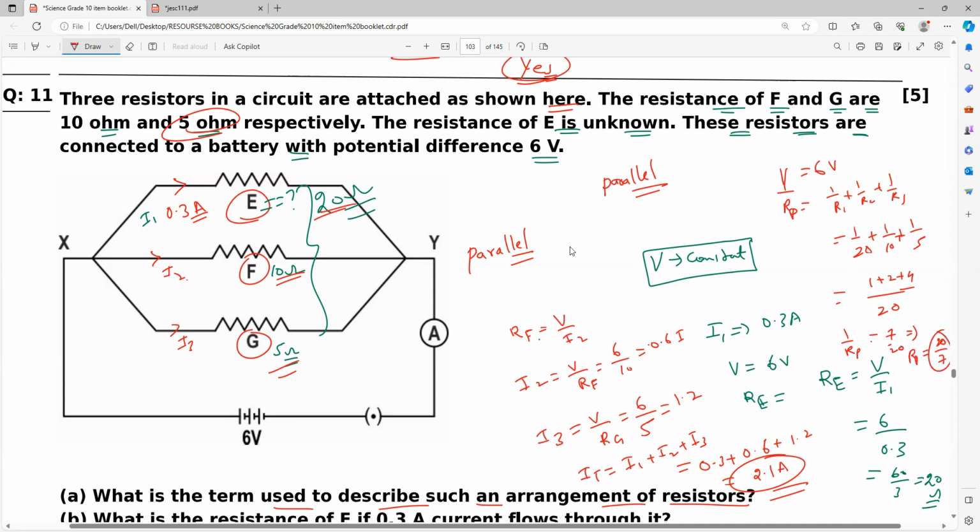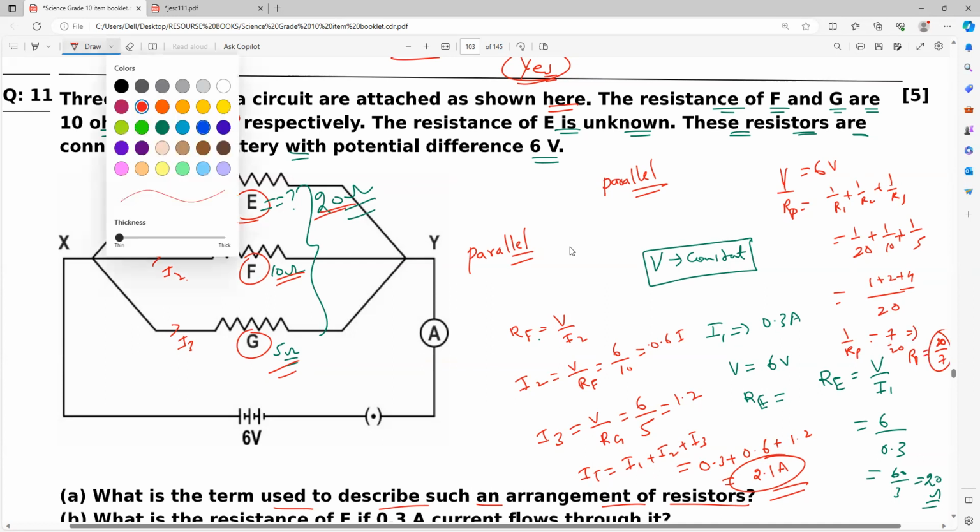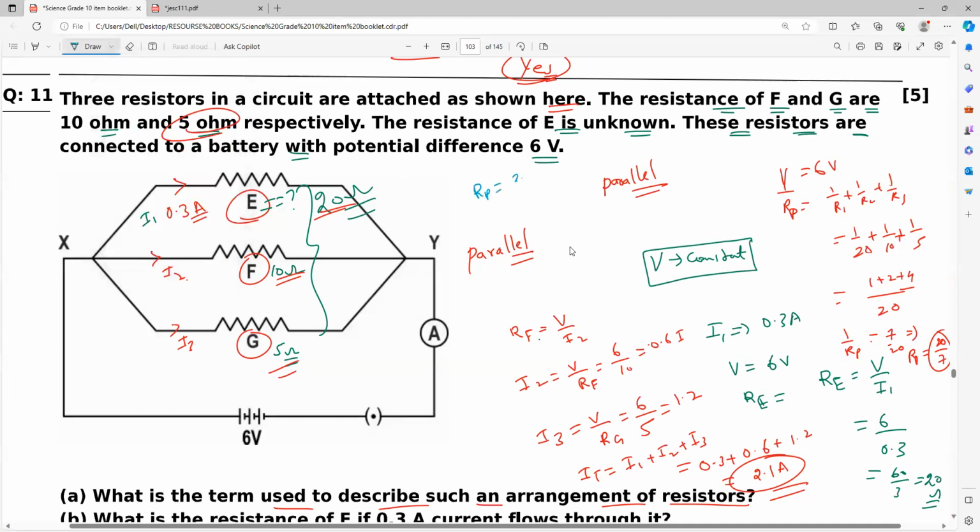Any problem? Anybody? Clear? Now total resistance is 20 by 7 and total voltage is 6. So I is equal to V by R. V is 6 divided by R, 20 by 7, which is equal to 6 into 7 by 20. So 2 3s are 6, 2 10s are 20, so 3 into 7 by 10, which is 21 divided by 10, equal to 2.1 ampere.